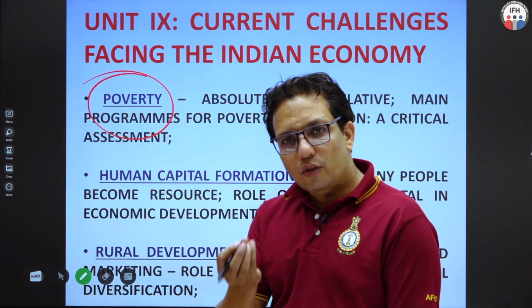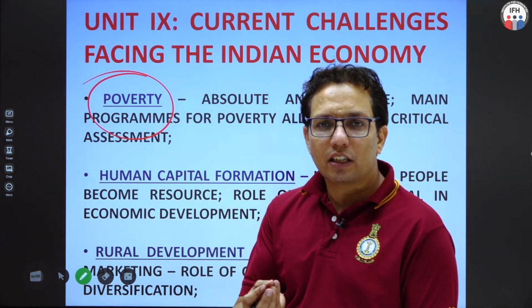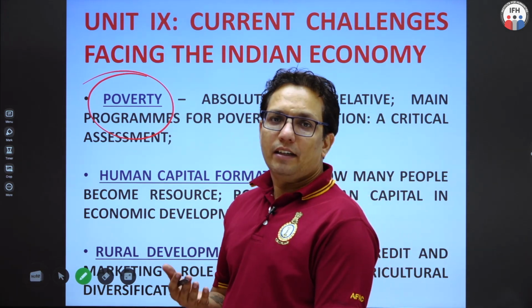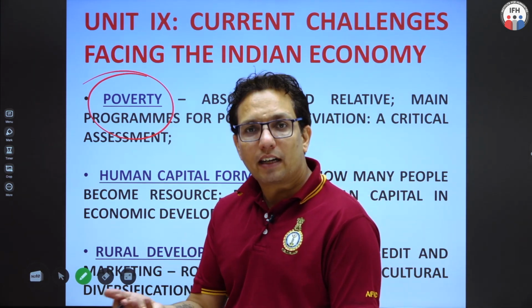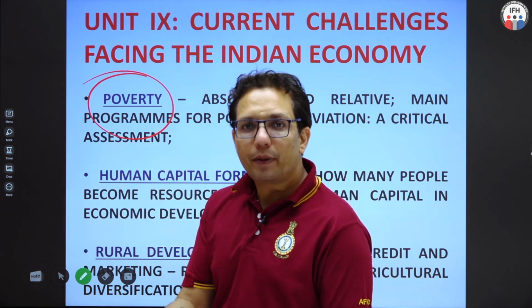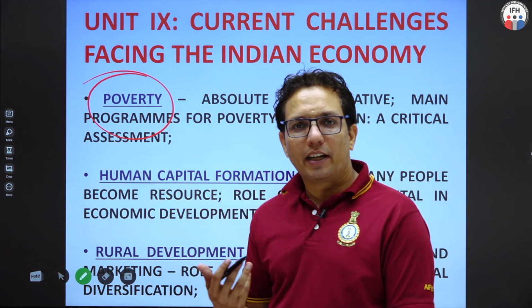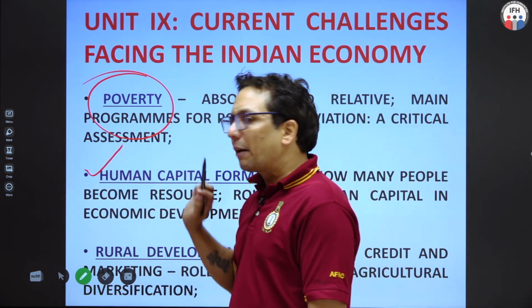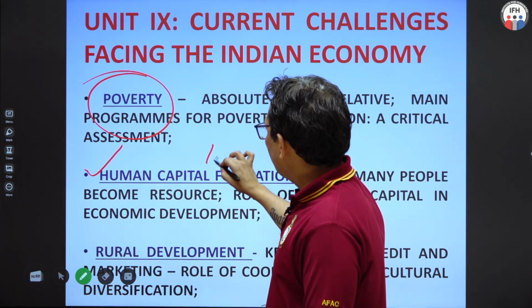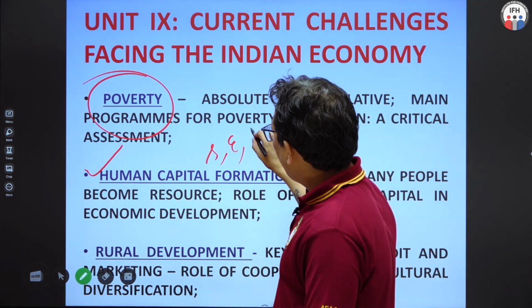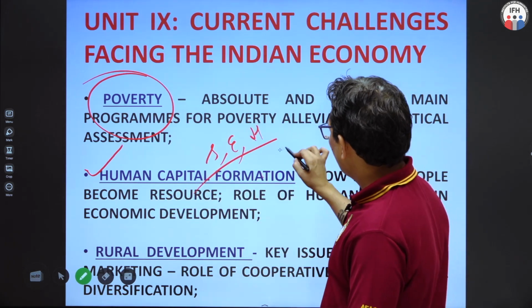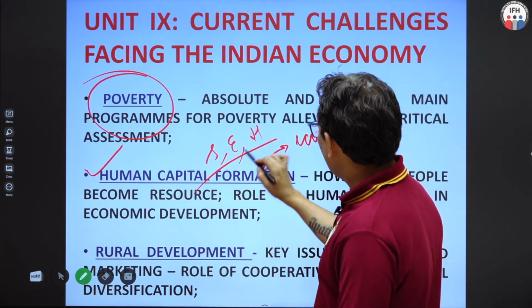Then we'll also discuss what steps the government is taking to alleviate poverty, like the trickle down effect, schemes like MGNREGA, and the setting up of PSUs. All these steps were taken by the government to alleviate poverty. Then we'll discuss human capital formation, like the role of skills, education and health in human capital formation, and the advantage of human capital formation to the economy of India.